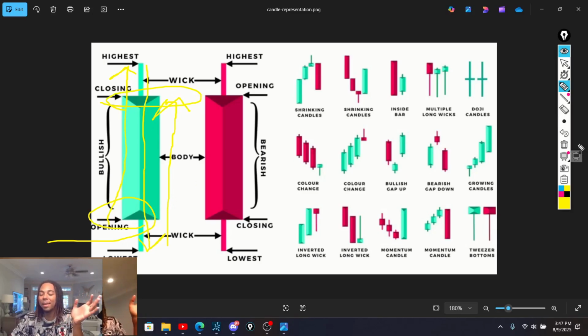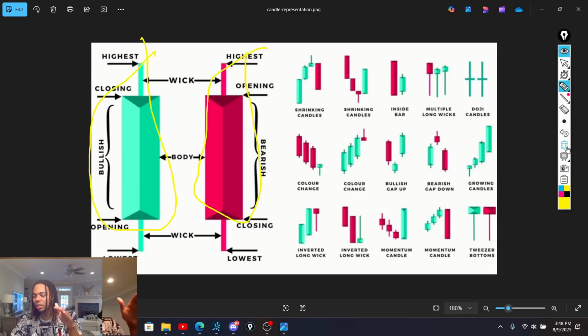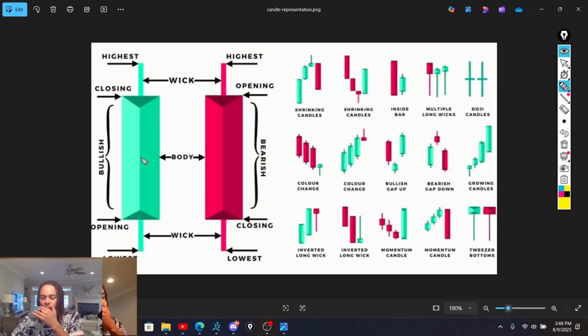And if that does happen, it's more of a daily chart, though you can see that in a minute chart too. If you see that type of action, that means it's very volatile. But if it still closes like this, it's still bullish. And if it closes like this, it is bearish. That is the main takeaway basically from the candlestick here, and also the opening and the wicks.